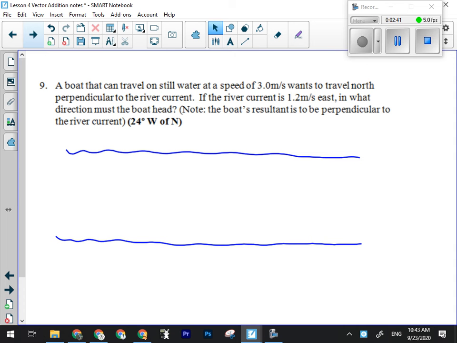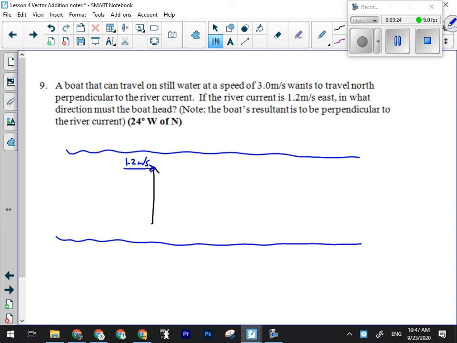And if I want to end up going straight across, I got to aim a different way. You guys got to figure out which way. So this is a question where we are going across. That means our resultant is going to be straight across the river. That's my resultant. That means the two vectors that add up to it start one from the tail and the other one meets the head. So I've got a river current that is going east at 1.2 meters per second. I know I drew that head to head, but remember that black line is my resultant. It's what I'm looking for.